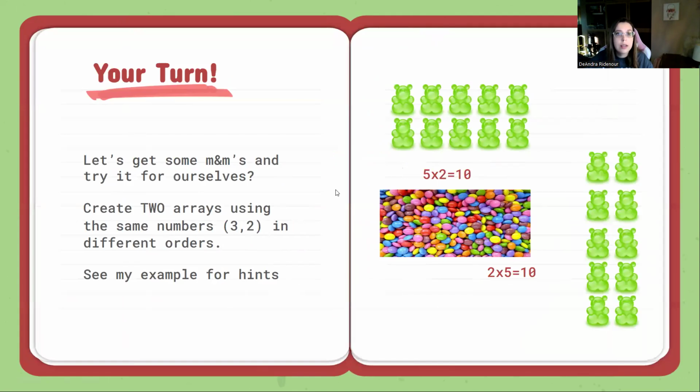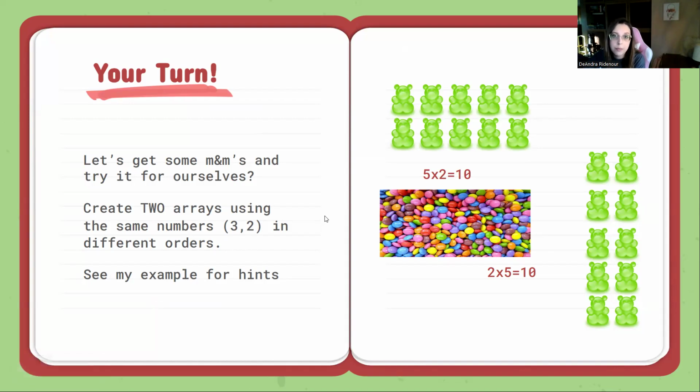Your turn. Let's get some M&Ms and try it out for ourselves. What I want you to do is come up and get some M&Ms, and create 2 arrays using the same numbers, 3 and 2, but put them in different orders, okay? So we're going to put the commutative property into practice here. I'm going to give everybody 6 M&Ms, and you're going to arrange them in 2 different ways.